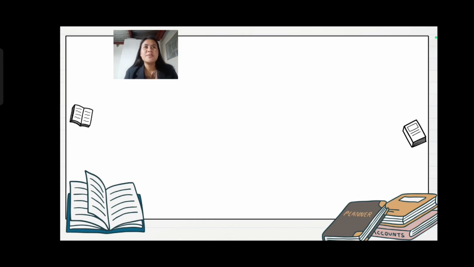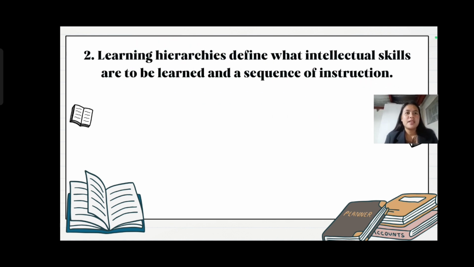So the other principle of Gagne is that learning hierarchies define what intellectual skills are to be learned in a sequence of instruction.